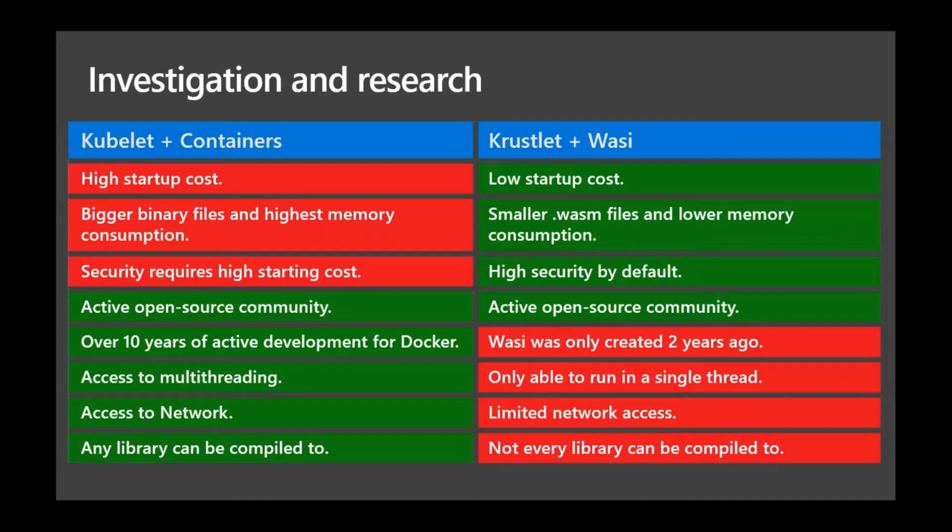And then finally, not every library can be compiled to WASI. For example, if your library has some sockets inside it, we cannot compile it to WebAssembly. So this really limits the number of libraries you can use, and it can slow down the development.